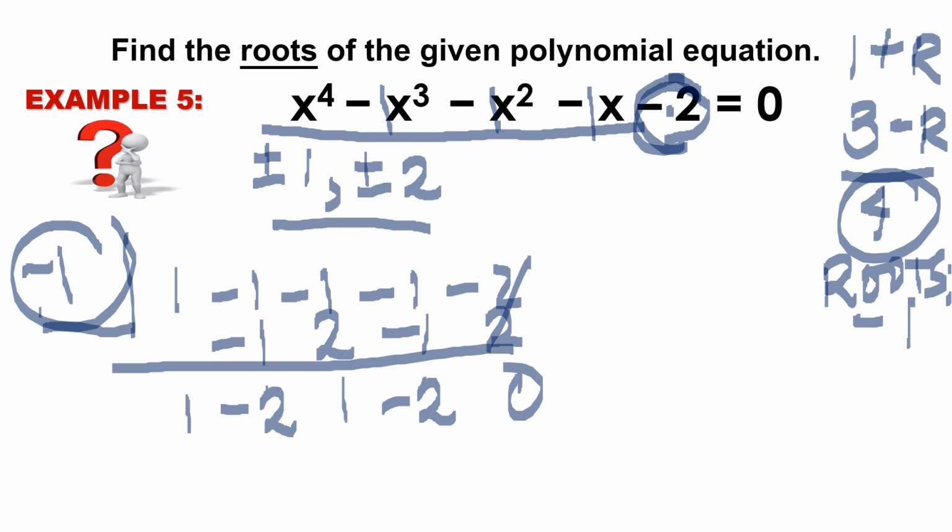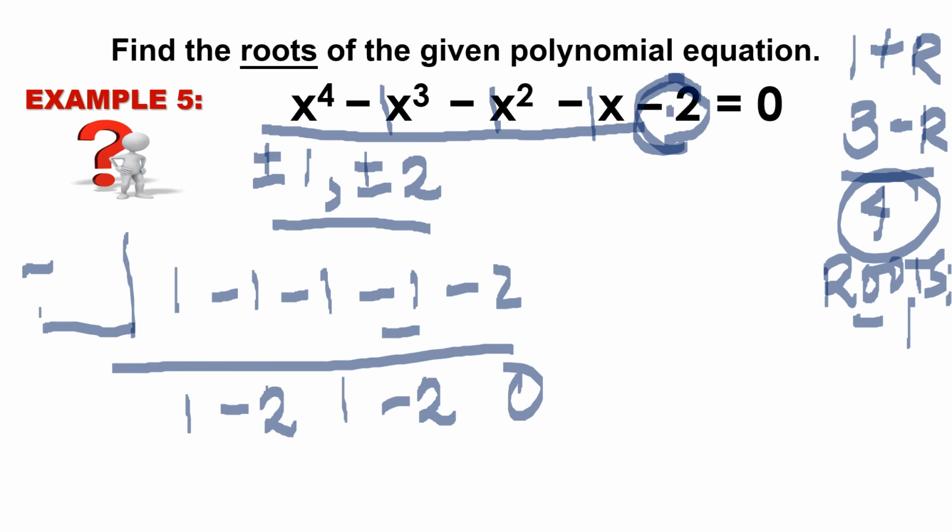Next, let's try negative 2. So this time, let's change this to negative 2, and then delete all this. Let's retain the coefficients. Okay, so let's try negative 2.